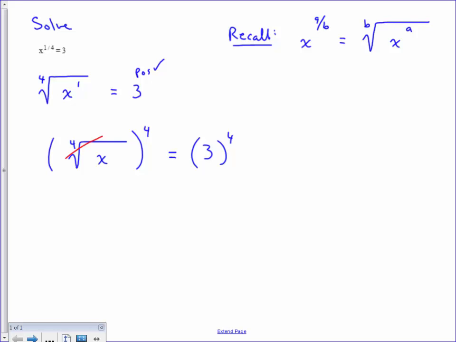Now, because I'm raising a fourth root to the fourth power, the root and the fourth power cancel, leaves me with just x. And then 3 to the fourth power is 3 times 3 times 3 times 3, which is 81. We know that this is a good answer because originally we had the even root isolated on the left and we had a positive value on the right, which means that you will always have a good answer.